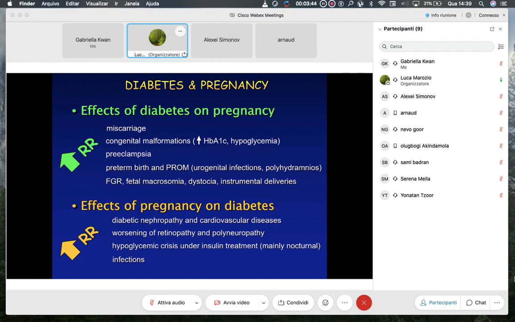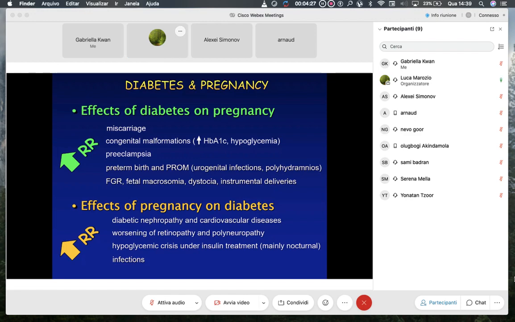Pregnancy may increase the risk of development or worsening of diabetic nephropathy and cardiovascular diseases, existing the risk of worsening of retinopathy, nephropathy, and increase the risk of hypoglycemic crisis, particularly under insulin treatment and mainly nocturnal. So during pregnancy, insulin treatment should be adjusted for pregnancy.